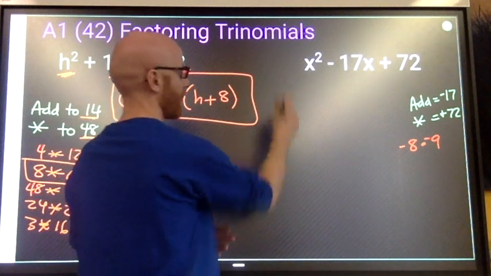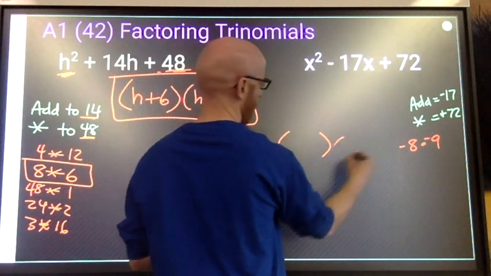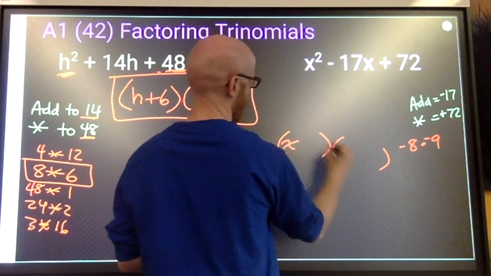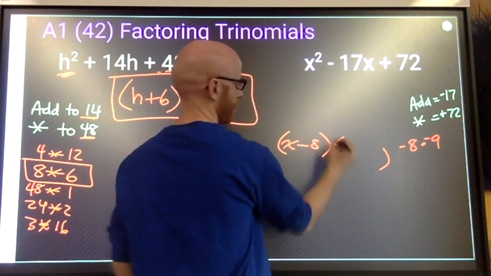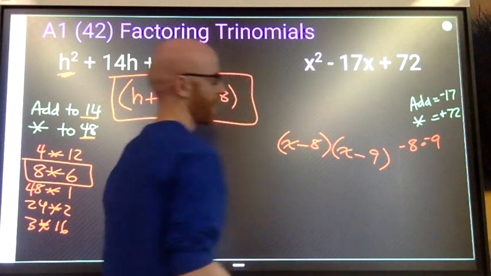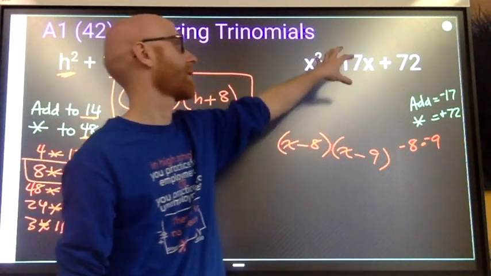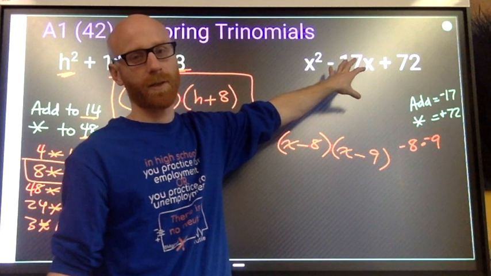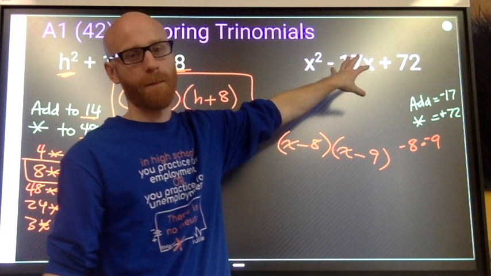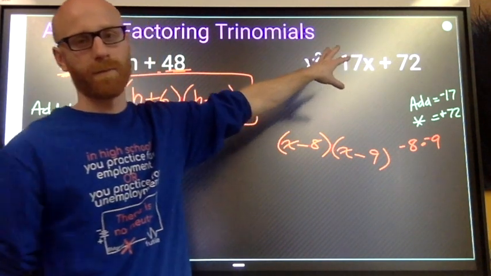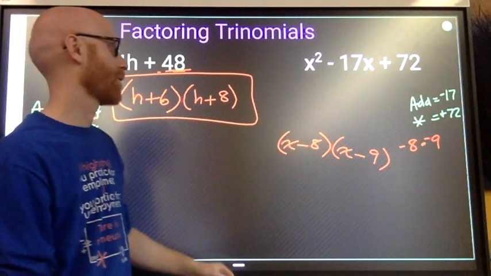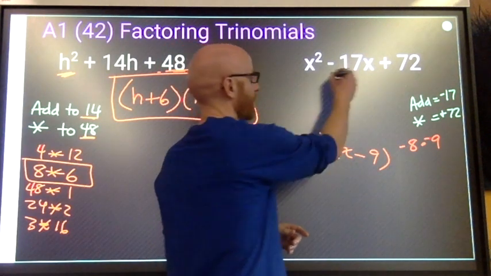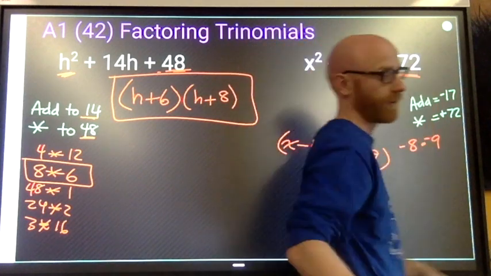Here's what my final answer will look like. X minus 8 times x minus 9. All right, that gives me this. And that's all there is to it. Okay, we're looking for two numbers that add to give me the center, multiply to give me the end.